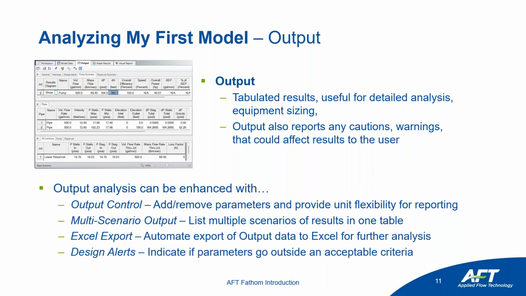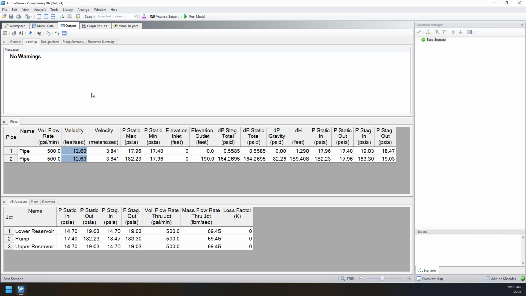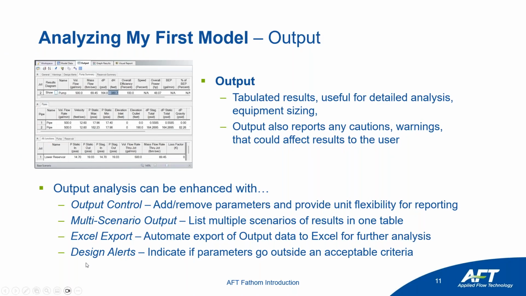You can also add what's called design alerts, which will automatically indicate if your parameter goes outside an acceptable criteria. So let's say we were looking at our velocity through our pipes and we had a 12 foot per second limit. If we were to add a design alert, it would automatically flag these two pipes and provide a warning saying, hey, you've exceeded your velocity restriction for these particular pipes. So it's a convenience feature that if you want to look into more, you can search design alerts, but for the sake of an introduction, for the sake of brevity, we won't go into detail here.